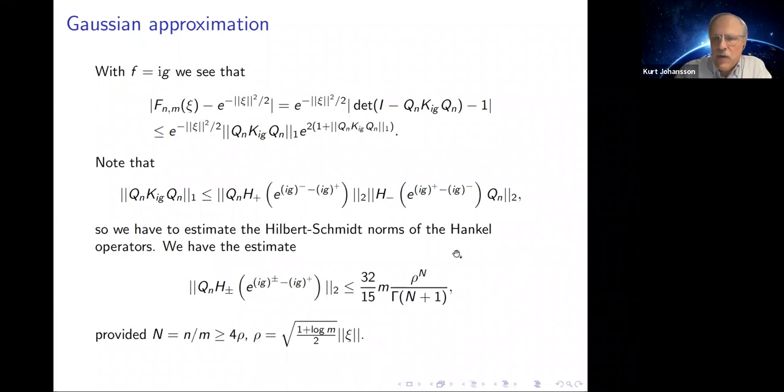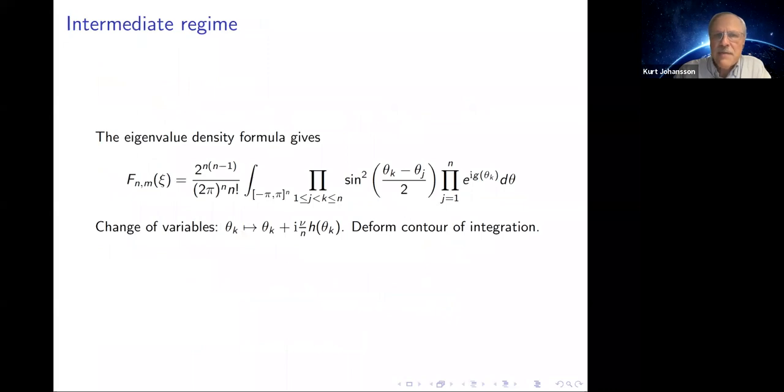The other parts now, we really want to be small. Right? So let's turn to this intermediate regime now. So then we use the other formula, the characteristic function here is also given by this integral, right? So here I've just rewritten this fundamental determinant, the absolute value e to the i theta k minus e to the i theta j. You can rewrite that as sine squares instead, right? So this is just some trigonometry. Right?